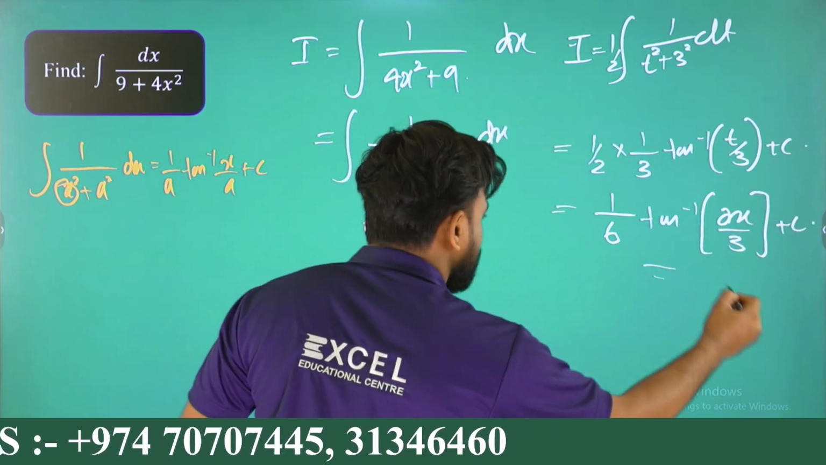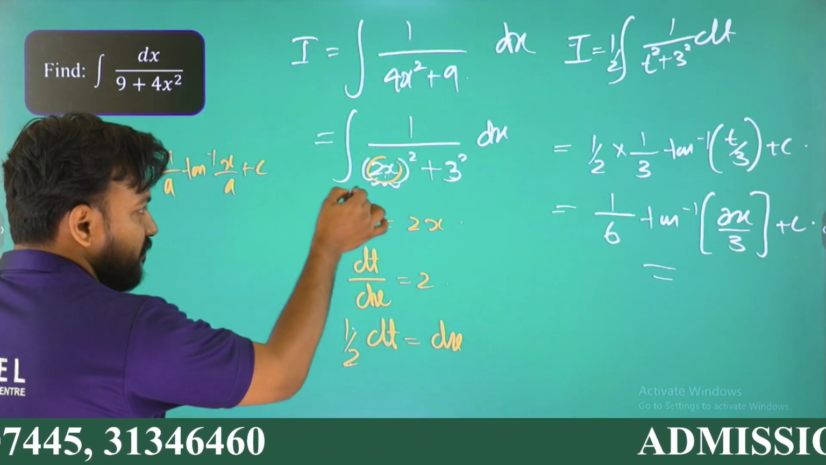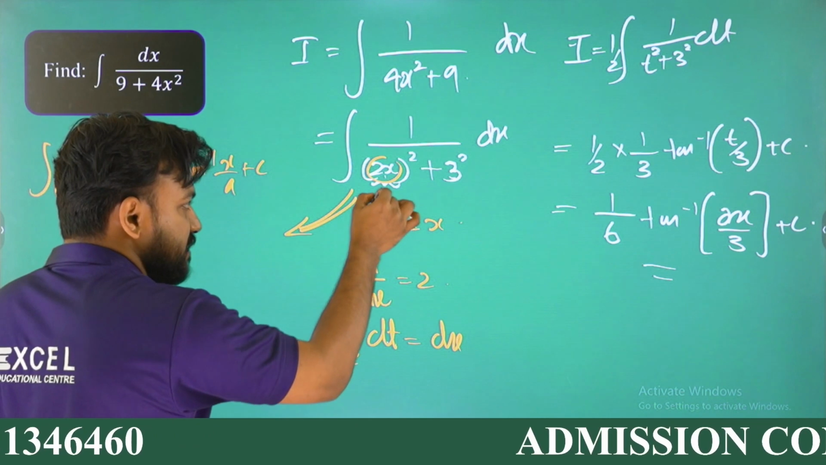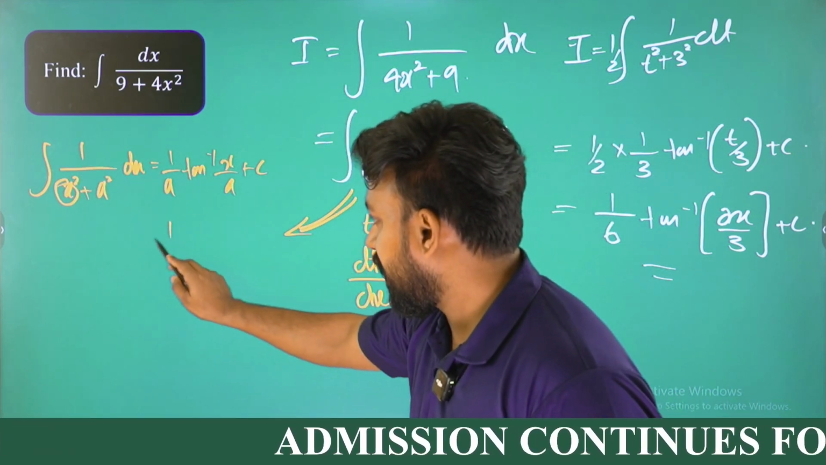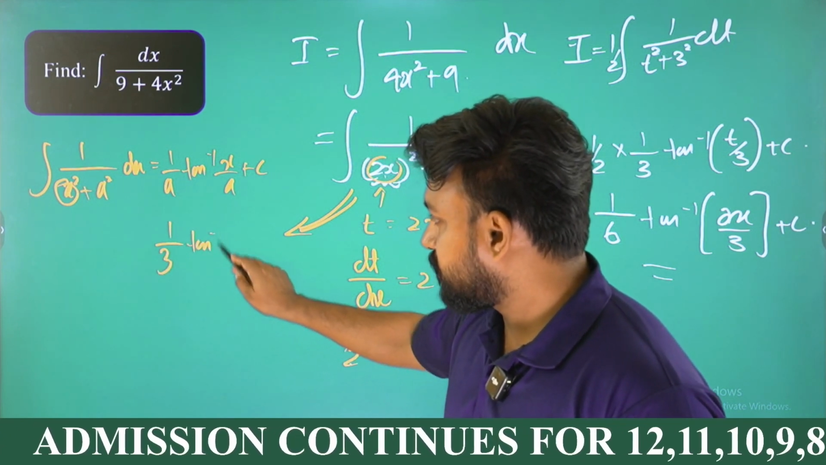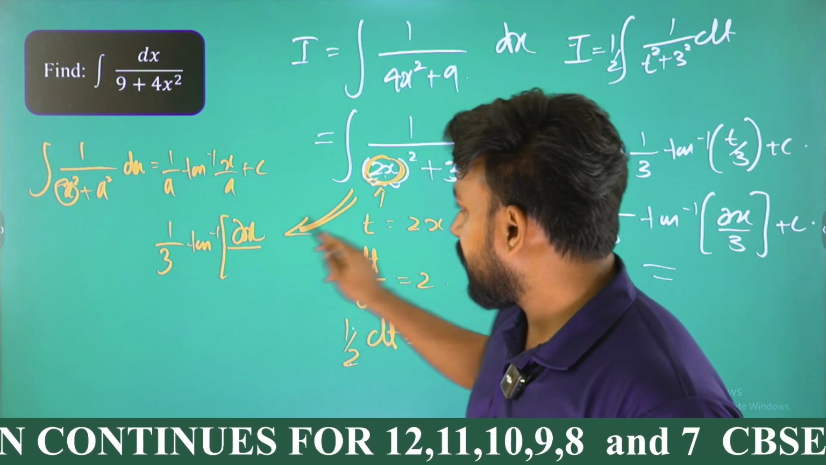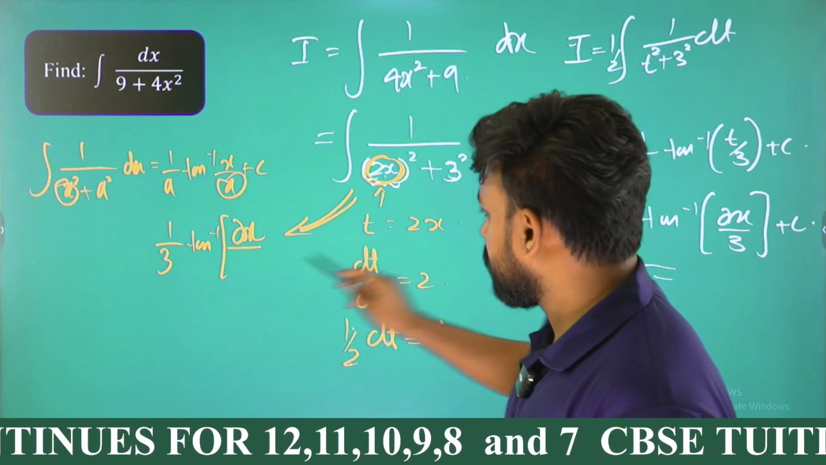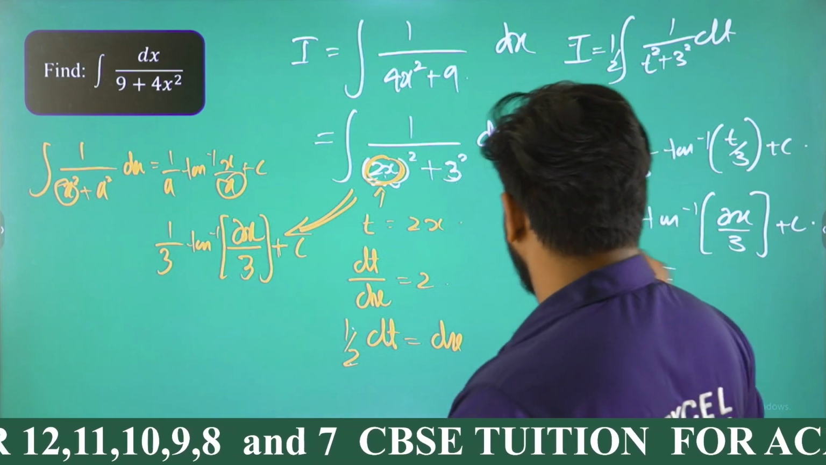So what if I directly do this? Listen very carefully, that is a final answer. What if I directly do this? Consider this as x. So how do we start? 1 by a tan inverse, instead of x we just use 2x, divided by, instead of a we use 3, plus c. But the problem is these are not the answer, here it is 1 by 6.